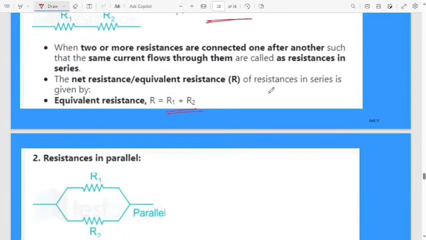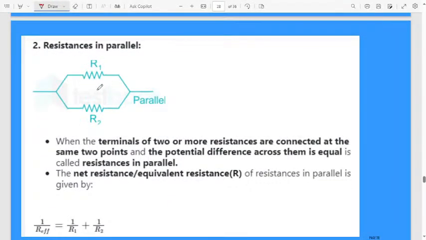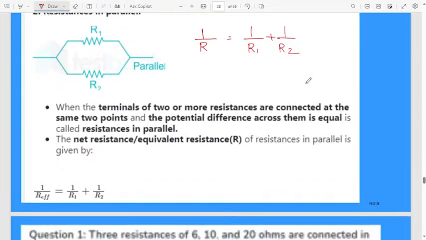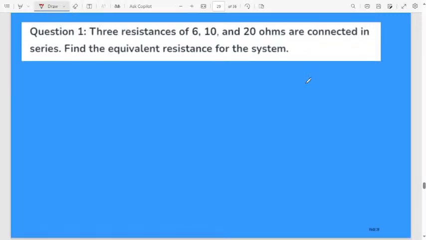Based on this only we will solve problems. Then resistance in parallel, the formula is 1 by R, net resistance, equals 1 by R1 plus 1 by R2. No need for the definition here. Let us solve a few problems based on this concept.